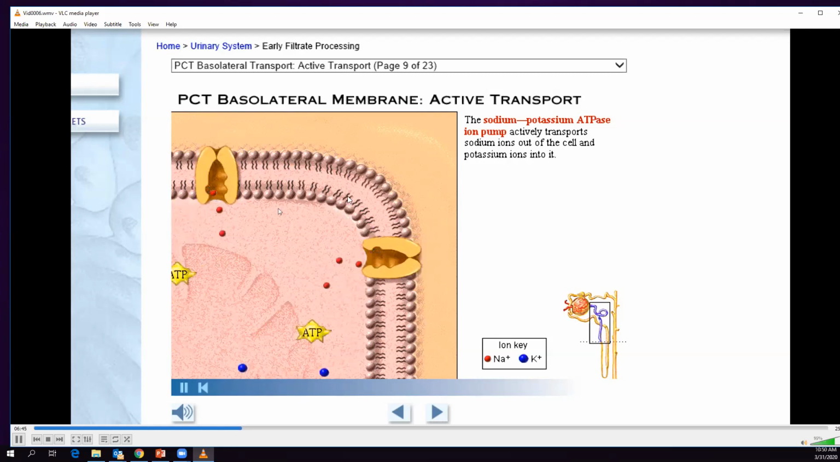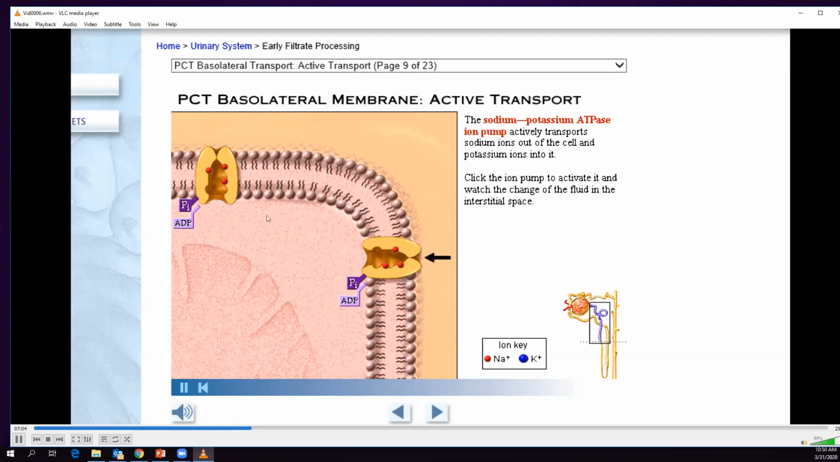And this is a cell that lines the tubule. As it yields energy, ATP is converted to ADP and an inorganic phosphate ion, or Pi. The sodium-potassium pump is found in the basolateral membrane of many regions of the nephron. Now click the ion pump again to see its effect.